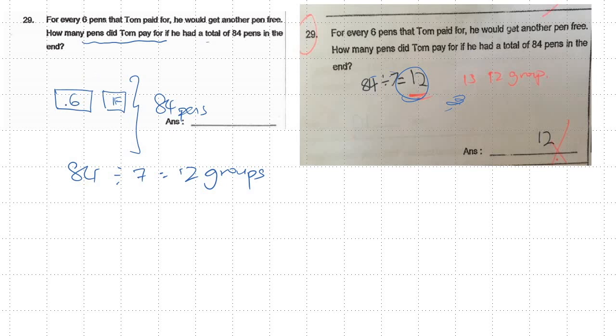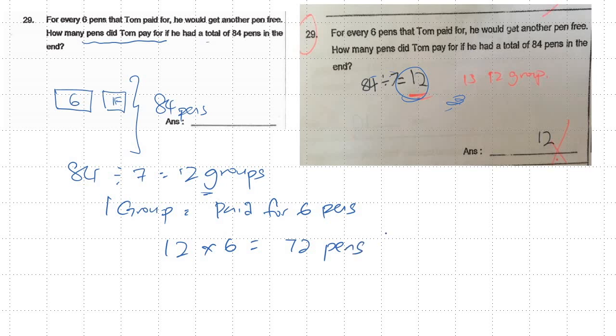So you know that in one group, he paid for only 6 pens. So I have 12 groups, and 12 times 6 will be 72 pens. So these 72 pens are the pens that he paid for. But then the free ones are actually free: 12 pens are free. So when you do this, you add up to 84 pens.